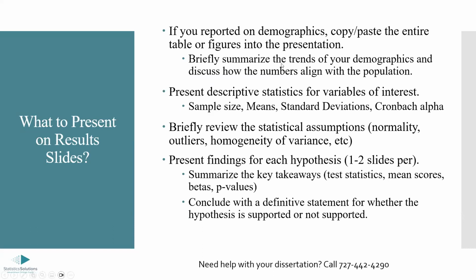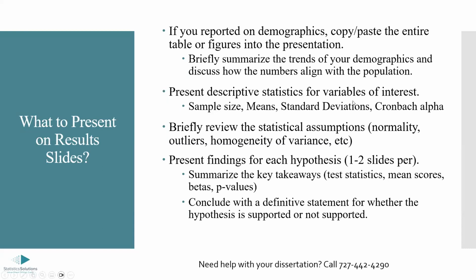What was the predominant gender, race, ethnicity, education level, that sort of thing, and discuss how the numbers align with the greater population. Then you would present descriptive statistics for the variables of interest in your study. So any variables that were part of your research questions. Within here, you can discuss the sample size, means, standard deviations. If you're measuring reliability, you can give an estimate of the Cronbach alpha.